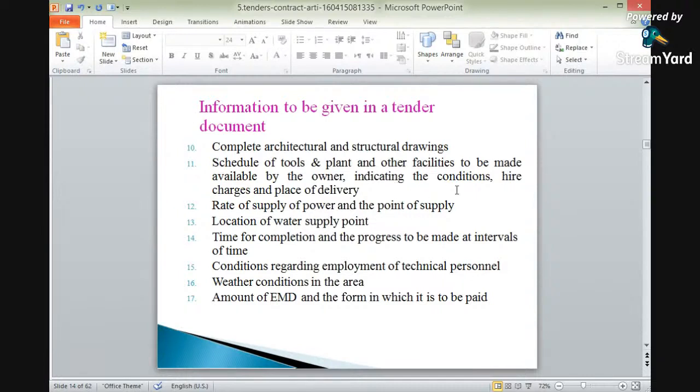Indicating the conditions, hire charges and place of delivery. What will be the charges for hiring? Whether it is monthly charges or yearly charges, the hire charges and place of delivery, where it will be delivered.